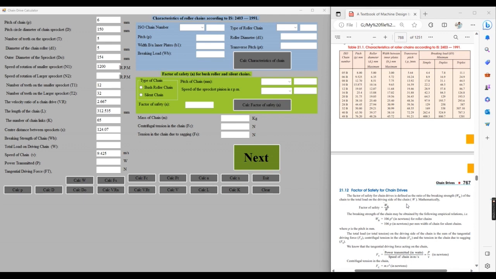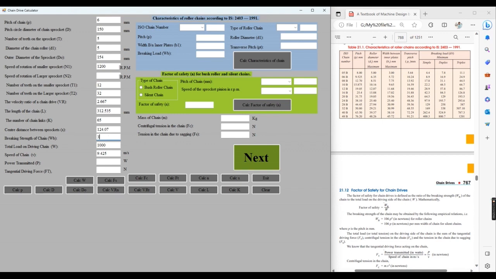Here, in our calculator, we have to input the values of WB and W. W is the total load on the driving chain. Let's enter the value 1000, and the breaking strength of the chain.